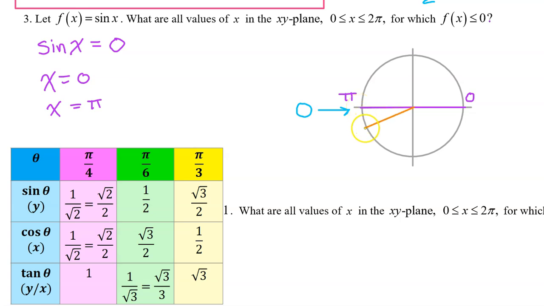And then after that, we are back to having solutions again because the vertical displacement, the y value, look at this endpoint, is below the line, below 0, between pi and 2 pi.